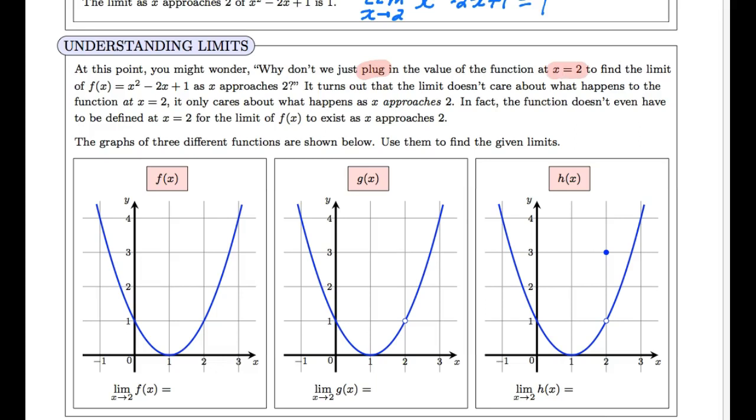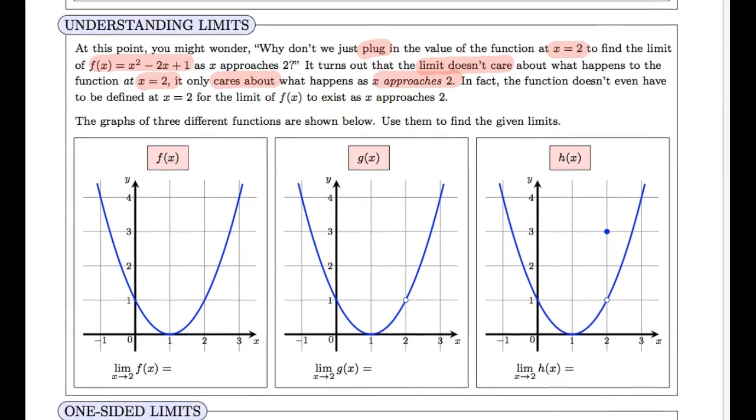It works. It's a polynomial. That's a polynomial. It's defined there. Okay, it turns out the limit doesn't care about what happens at x equals 2. It only cares about what happens as x approaches 2. So this last part right here is a beautiful example of that, okay?